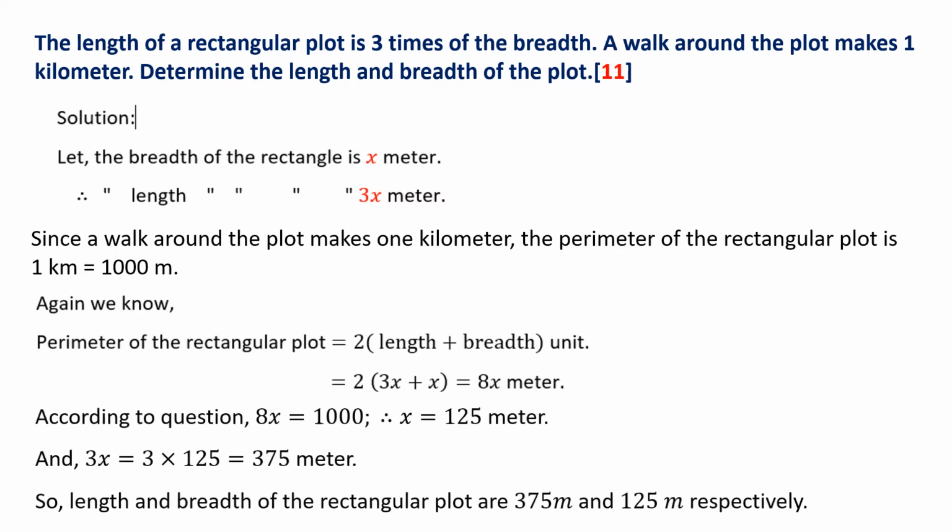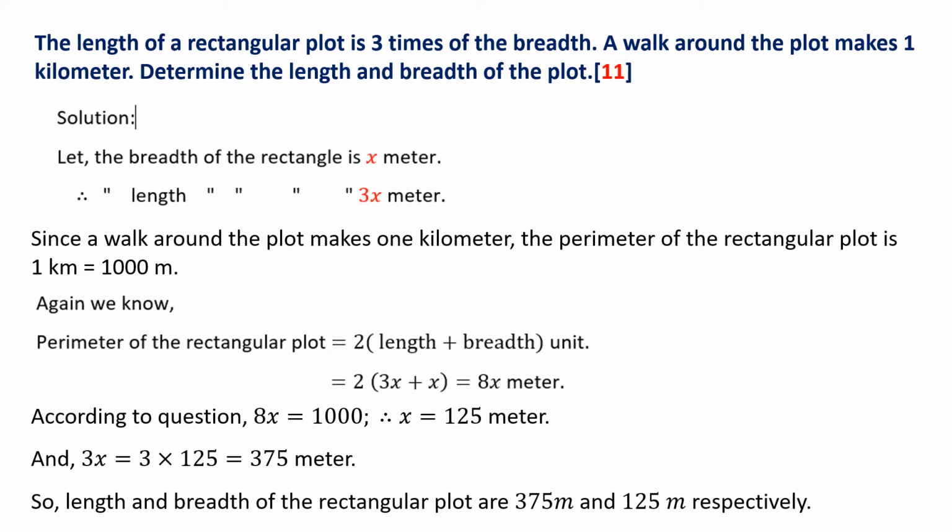That is why 8x must be equal to 1000, and that takes us to x equals 125 meters, and the length 3x equals 3 times 125, which is 375 meters. So the length and breadth of the rectangular plot are 375 meters and 125 meters respectively.